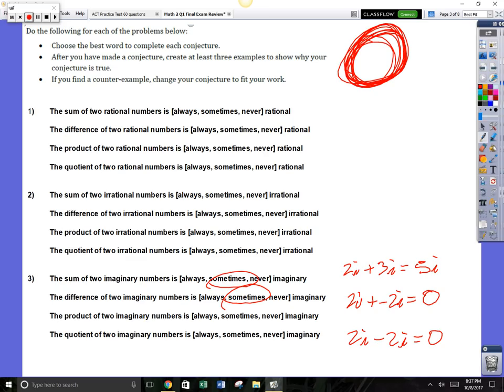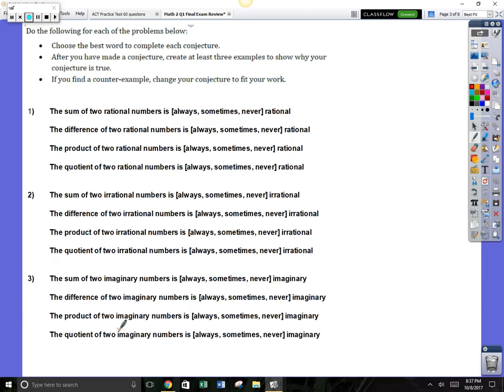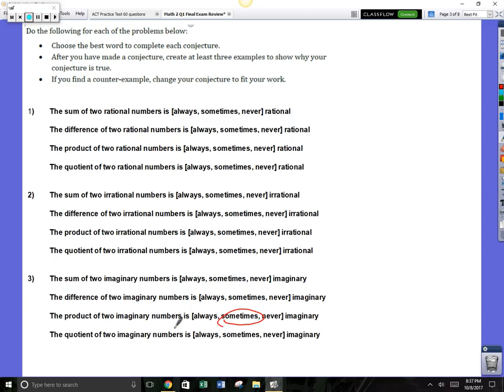The product of 2 imaginaries, that's a sometimes, because if I have i times i, an imaginary times an imaginary creates a real. But if I had like 2 imaginaries, gosh, I wonder if we could put never here. The only thing is if we allow you to use this.